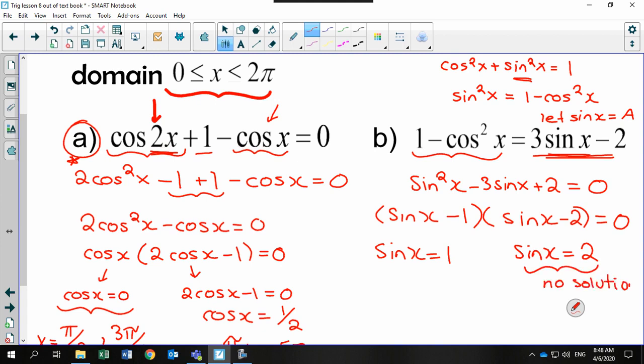Now here, there's no solution. We know that sine cannot equal 2. The largest sine can be is positive 1, and the smallest it can be is negative 1. Now over on this side, we know that sine is equal to 1 at pi over 2, and so this equation only has one solution.